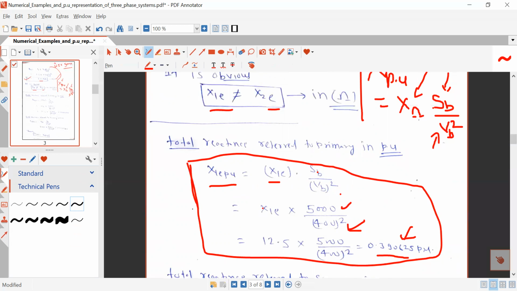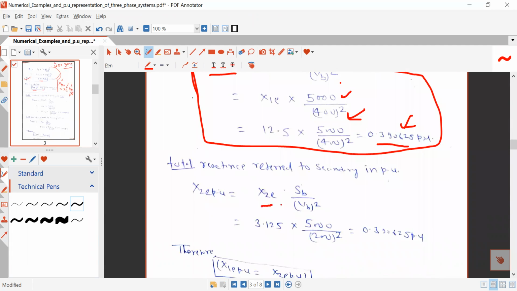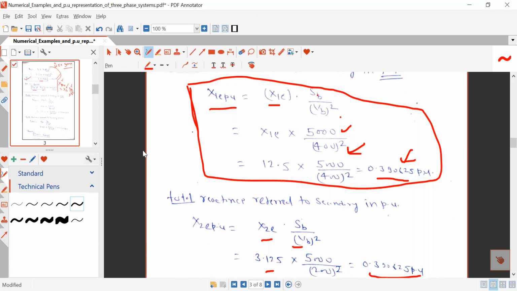Similarly, if you want to convert this ohm value in per unit, this is the total reactance of the transformer referred to the secondary side. The same formula can be used here. Here the actual value will be 3.125, the base value is 5 kVA, and the base voltage for the secondary side will be 200 volts. You can substitute all of this data in this formula. You will get 0.390625.